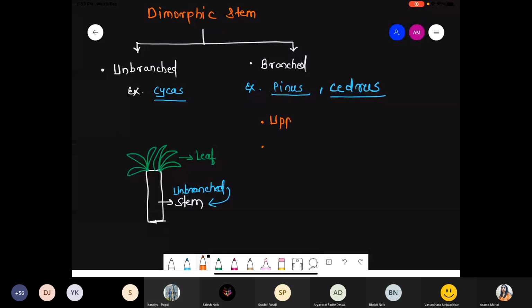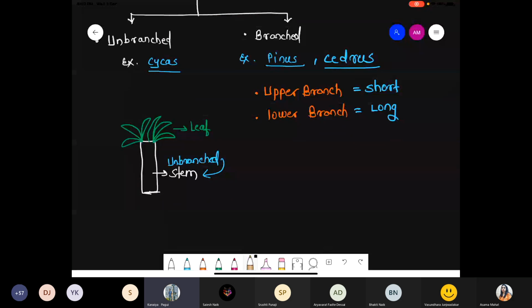For example, we are talking about the upper branch and the next one, the lower branch. So two different types of branches are present, upper and lower. The upper branches are short in size, and the lower branches are long in size. We'll discuss this structure, how the branches are formed, the two different types of branches, long as well as short. In case of pinus, branching is present.